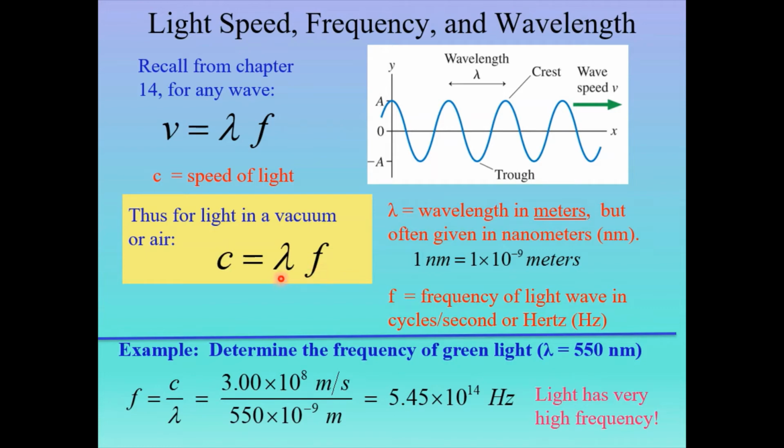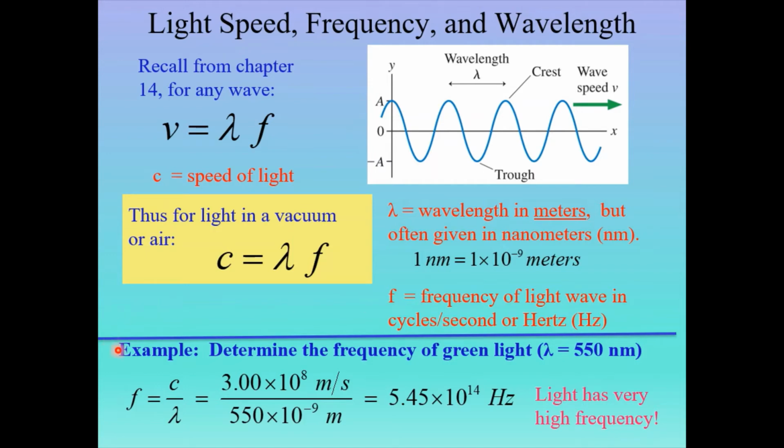Now, lambda here is the wavelength, which we measure in meters, but quite often, especially when we're talking about light, the wavelength will be given in nanometers. So remember that 1 nanometer is 10 to the minus 9 meters. That's 1 billionth of a meter. And then f is the frequency of light, and that's in cycles per second, or hertz.